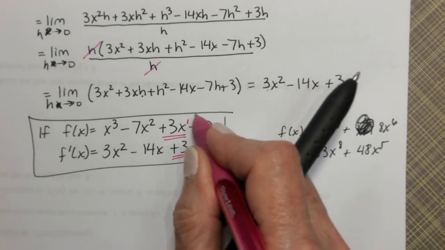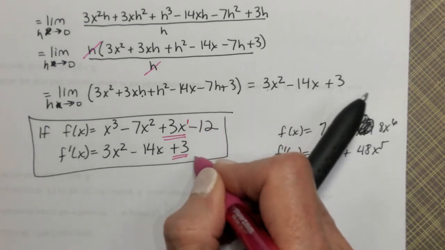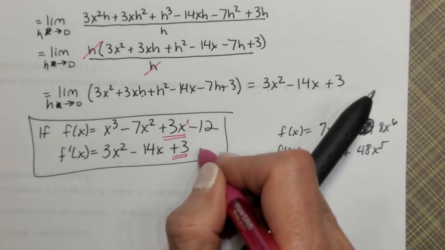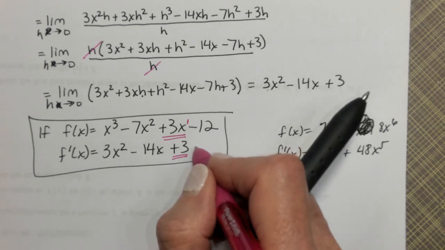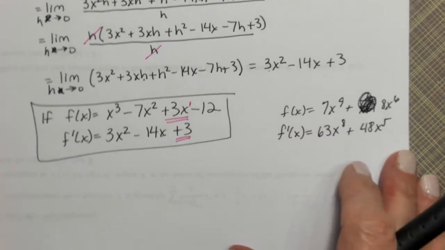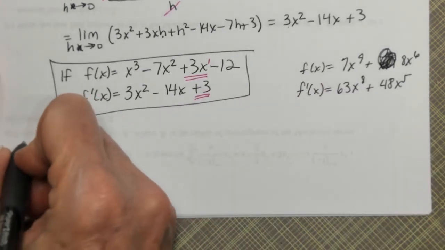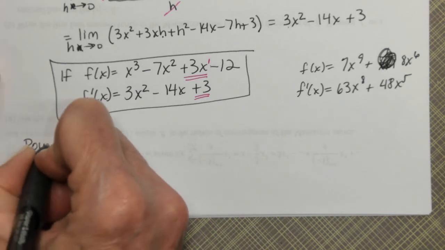And what happened to this negative 12? The derivative of any constant is 0. So this is the power rule for derivatives.